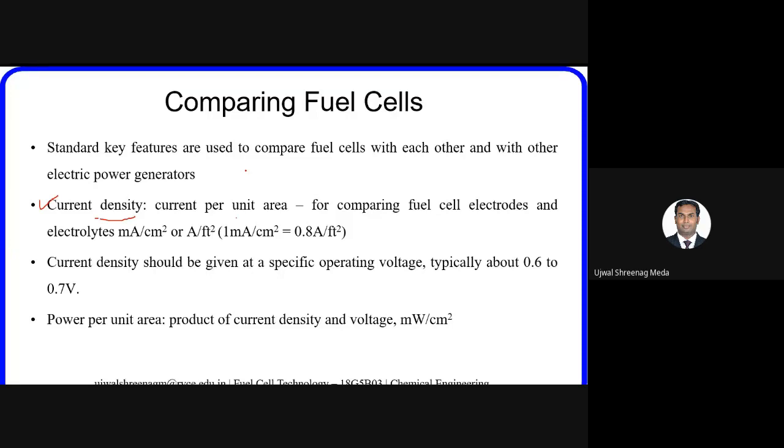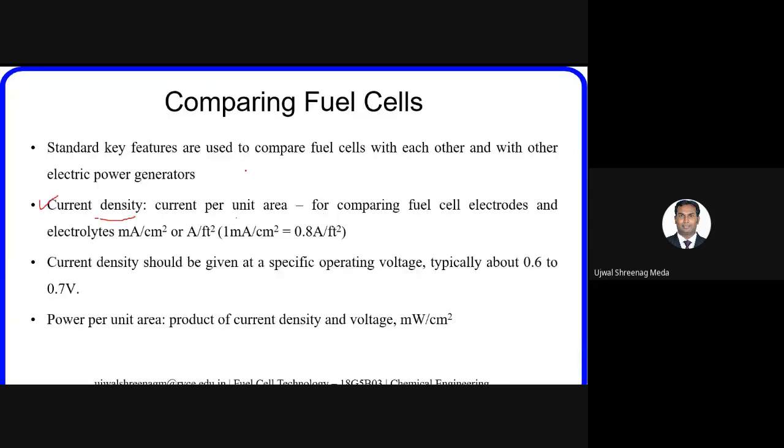And here, how do we calculate or get the power per unit area? It is the product of current density and voltage, and it is usually expressed as milliwatts per centimeter square. So there it is milliampere per centimeter square, here it is milliwatt per centimeter square. There it is current density, but here it is simply power per unit area. That is the second term that is commonly used.